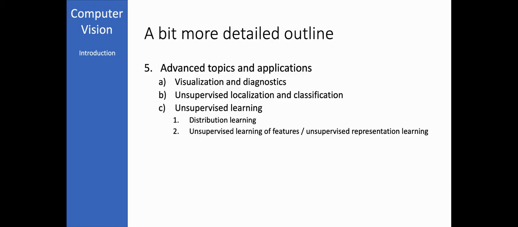And particularly what I prepared for this week is, first, we will talk about the visualization and diagnostics. We will talk about unsupervised localization and classification problem. And lastly, we will talk about unsupervised learning. And that will be discussed in 2 different parts. The first part will be distribution learning. So we will talk about how neural networks can be used to approximate high-dimensional data distributions. And second, we will talk about unsupervised learning of features, which somehow links to unsupervised representation learning. We will start our discussion with the visualization and diagnostic.